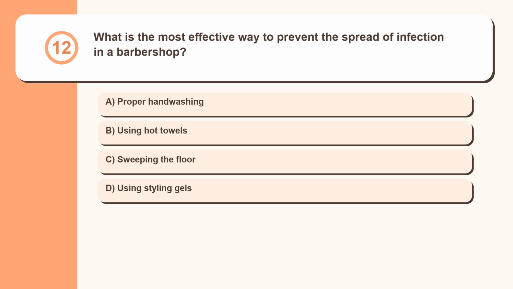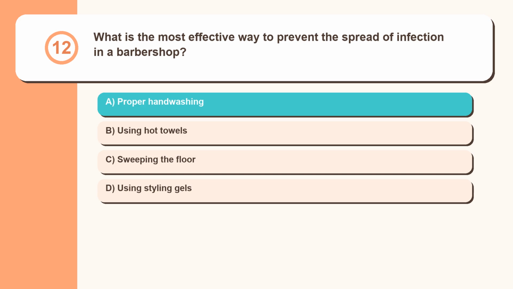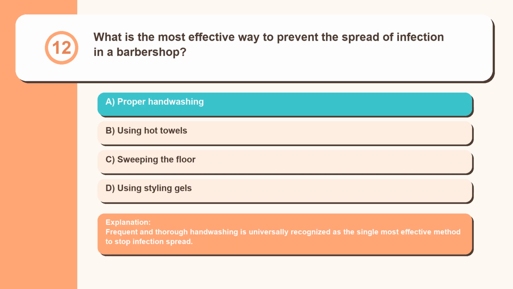Question 12. What is the most effective way to prevent the spread of infection in a barbershop? Proper hand washing, using hot towels, sweeping the floor, using styling gels. Frequent and thorough hand washing is universally recognized as the single most effective method to stop infection spread.